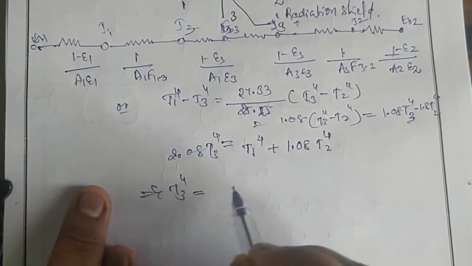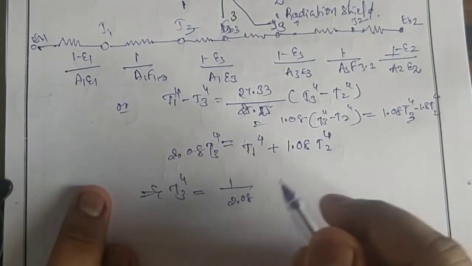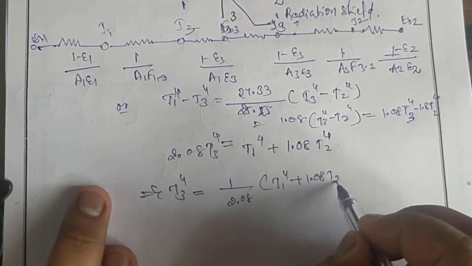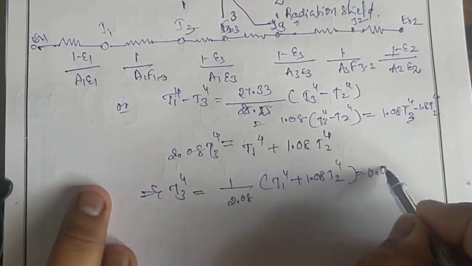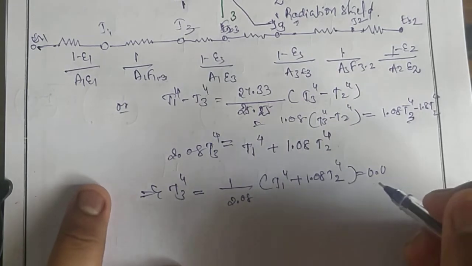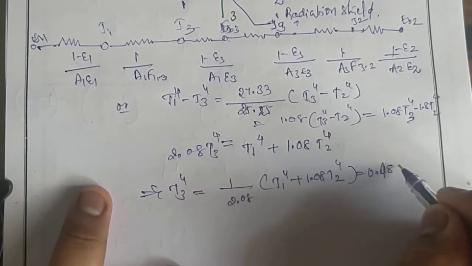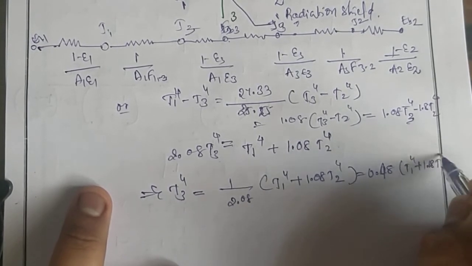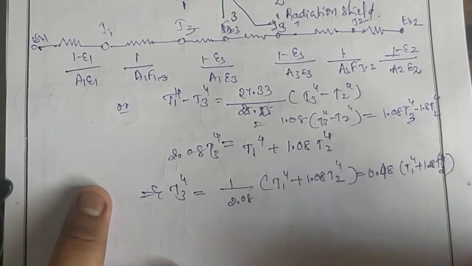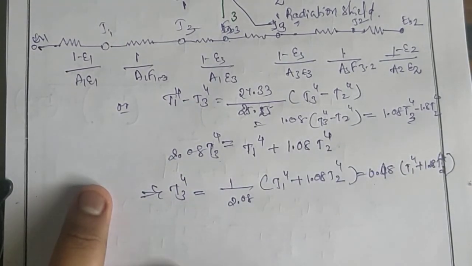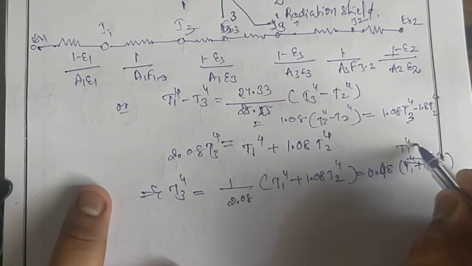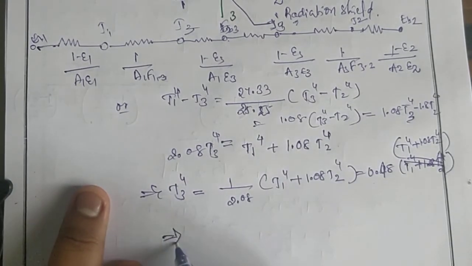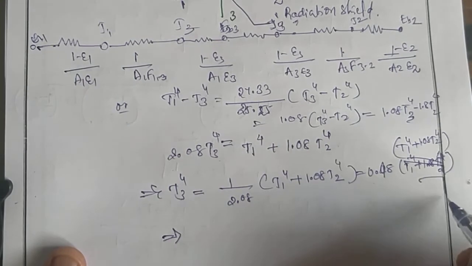T3 to the power of 4 is equal to 1 upon 2.08 times T1 to the power of 4 plus 1.08 T2 to the power of 4, that is 0.48 T1 to the power of 4 plus 0.52 T2 to the power of 4. So further we can simplify that equation.